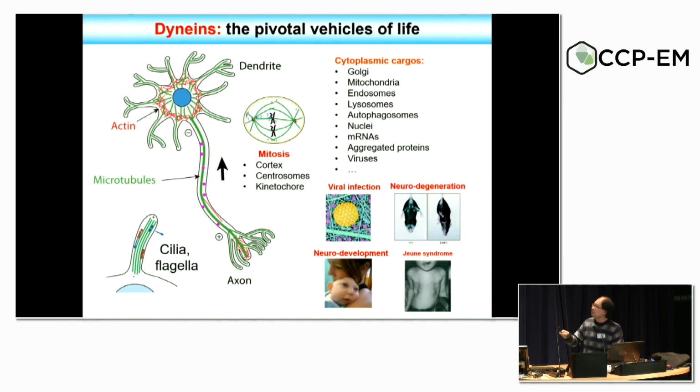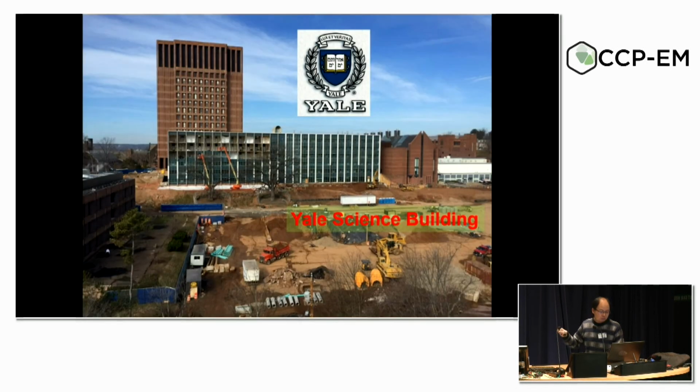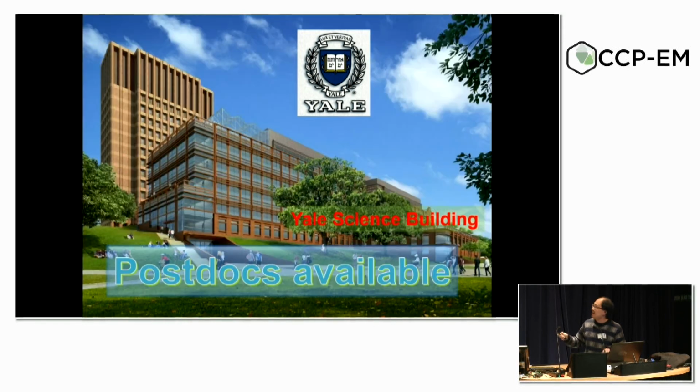I just quickly want to show something. I'm mainly working on dynein and dynamic systems, and this is involved in a number of cell activities and important diseases. And we are using cryo-EM and ET approaches to study this dynamic machinery, hopefully at atomic resolution. And I'm going to move to Yale this October, and this will be my lab. Eventually it will look like this, a beautiful campus, and postdocs are available at Yale University.